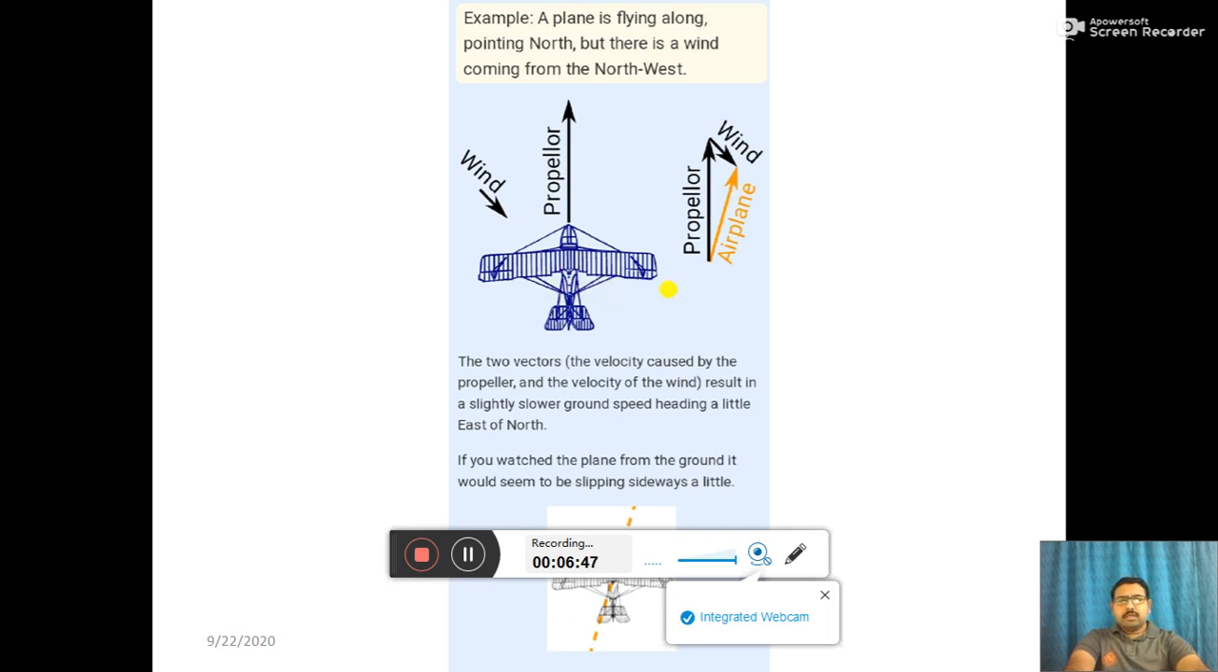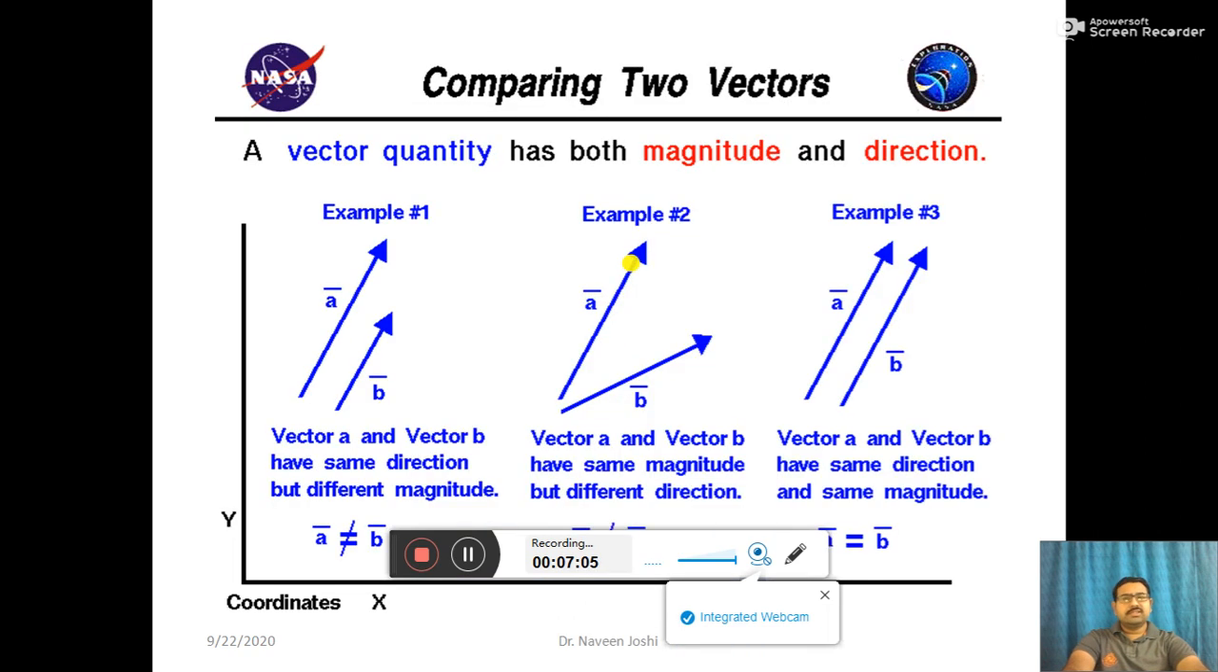Suppose we are on the ground, so we can see that the aeroplane is moving towards the east of north due to the wind and the propeller direction. So this is one more real life example of vectors.